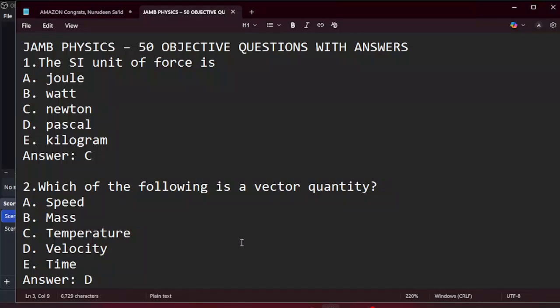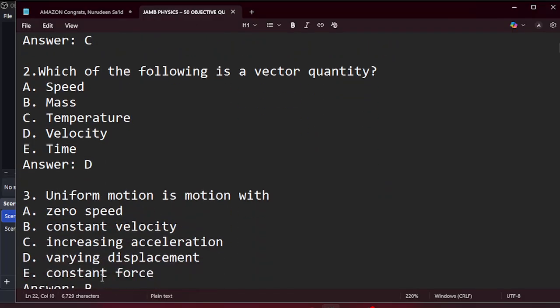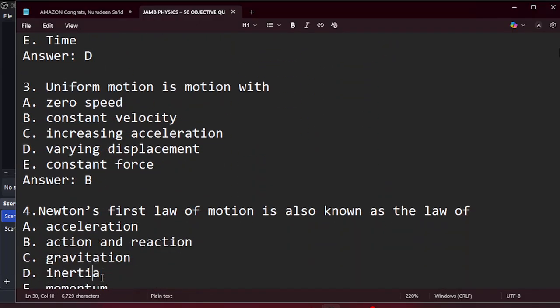C. Newton. D. Pascal. E. Kilogram. The answer is C, which is Newton. Question number 2. Which of the following is a vector quantity? A. Speed. B. Mass. C. Temperature. D. Velocity. E. Time. The answer is D.